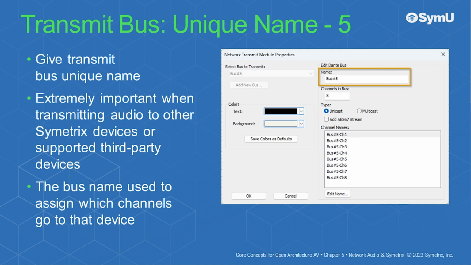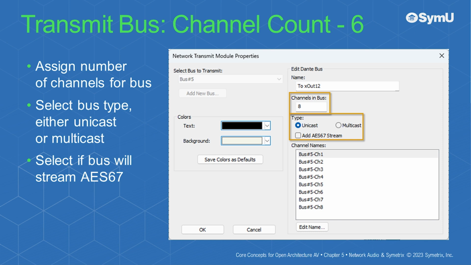Give the transmit bus a unique name. This is extremely important when transmitting audio to other Symetrix devices or supported third-party Dante devices. The bus name is used to assign which channels go to that device. Next, assign the number of channels for the bus, then select the bus type as either unicast or multicast, and select if this bus will stream AES67.